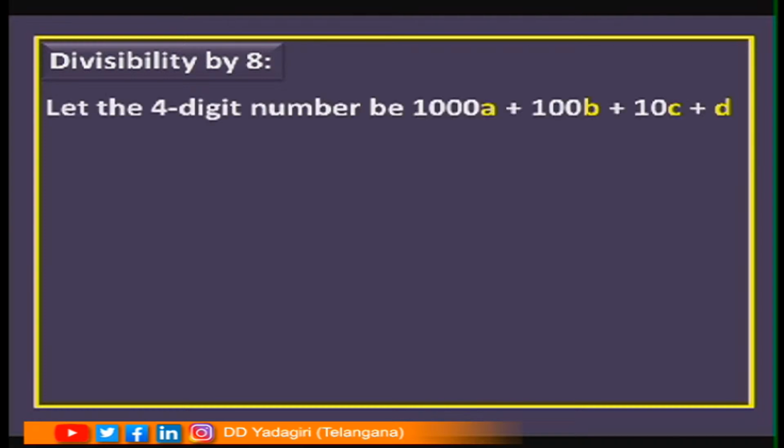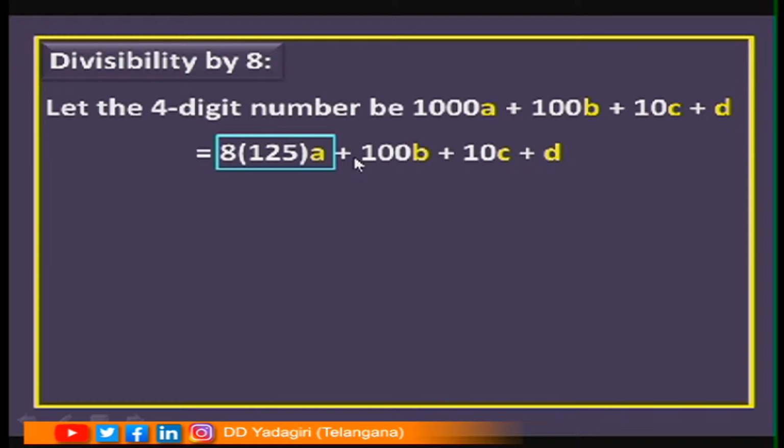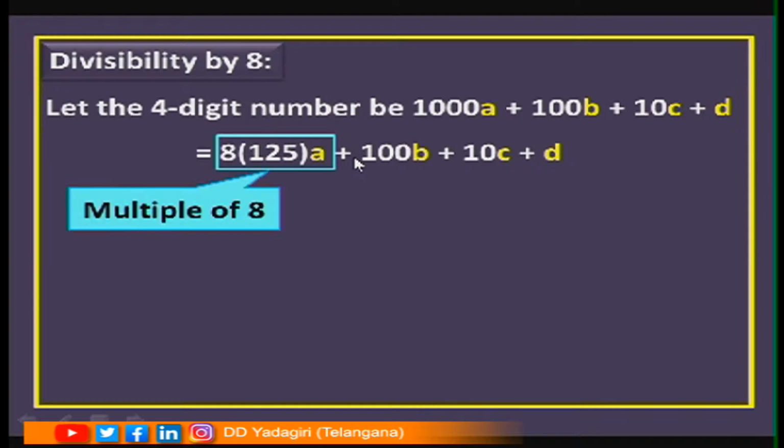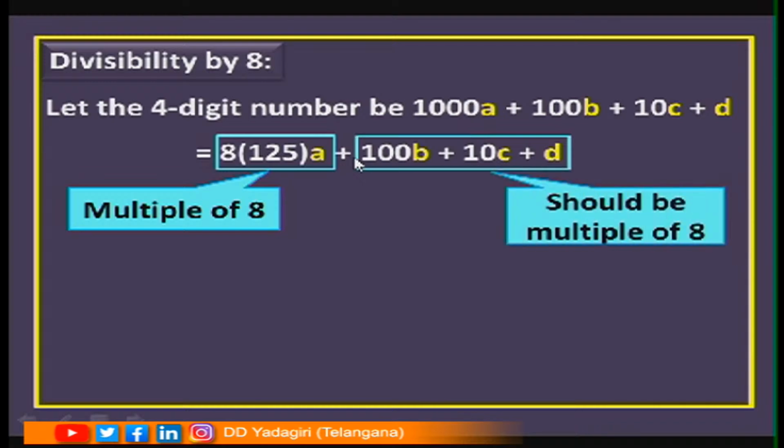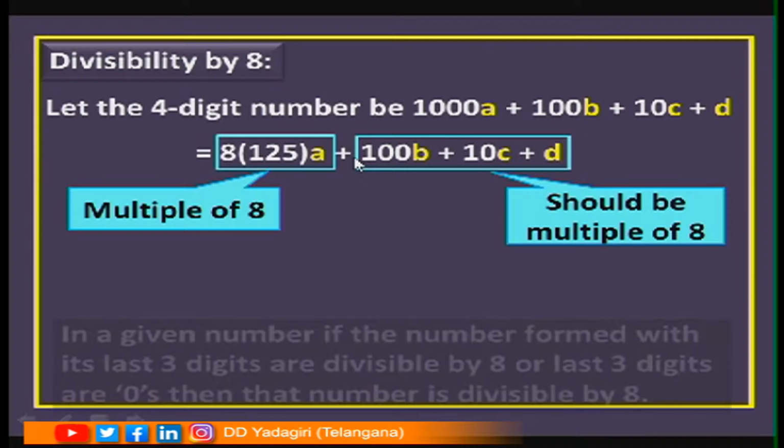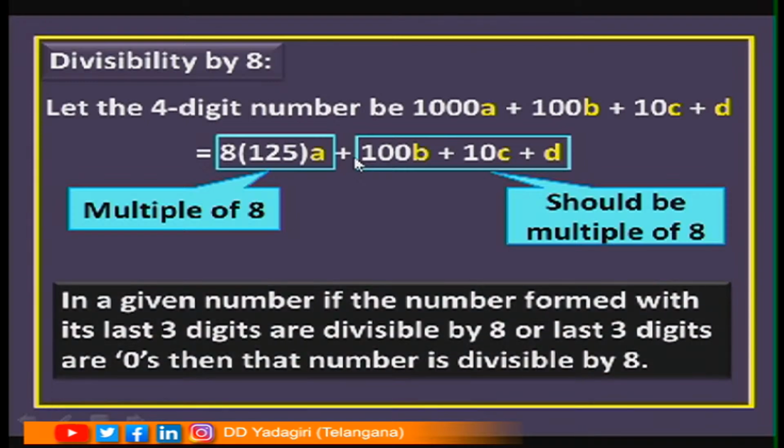Again we are going to consider a 4-digit number as shown, and in this case we are going to take 8 common in the first term, that is 1000a. So in 1000a, if I take 8 common, I can write it as 8 into 125a, plus 100b, 10c and d as it is, no change. Now this particular term, 8 into 125a, is a multiple of 8, or is divisible by 8. Whereas the last 3 terms, that is 100b plus 10c plus d, should be a multiple of 8. Then only I can say this number is divisible by 8.